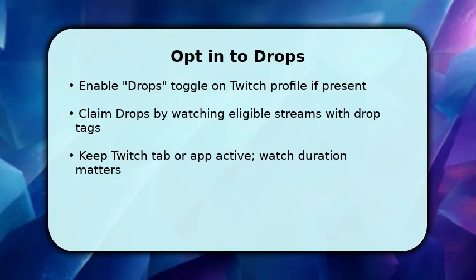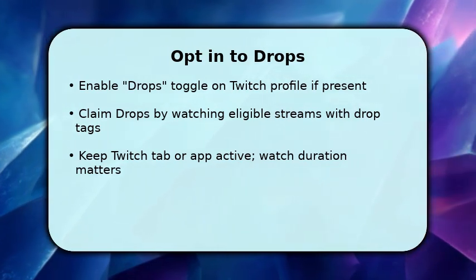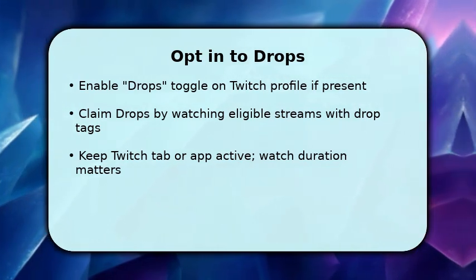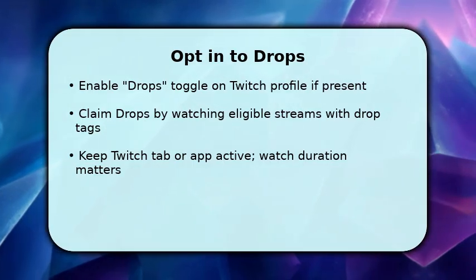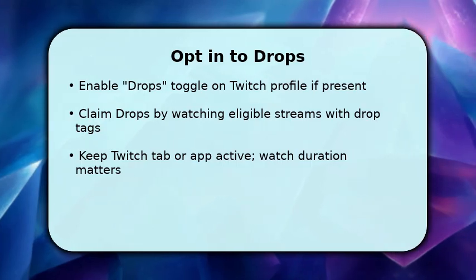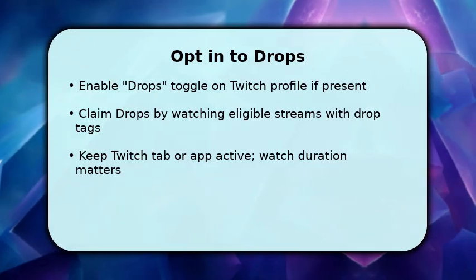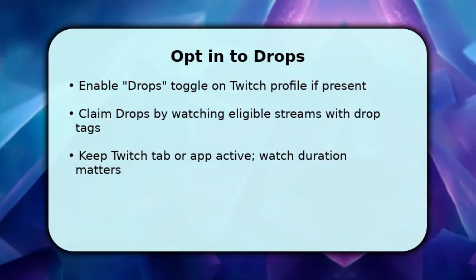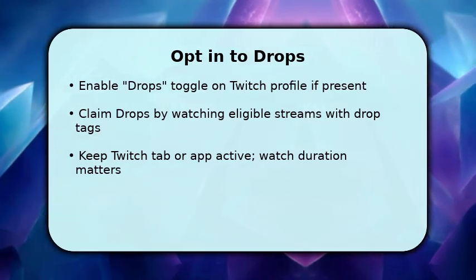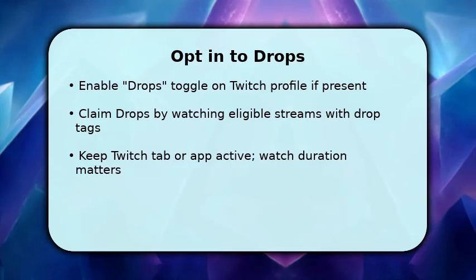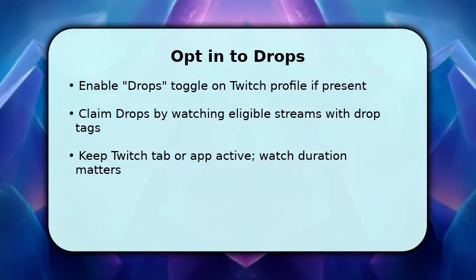Now you opt into drops and claim them by watching eligible streams. On Twitch, enable the drops toggle in extensions or settings if available. This flags your account as willing to receive entitlements. Then find streams that show the game and the drops tag and start watching. Make sure the Twitch tab or app stays active and you watch the required duration. The system records watch time to grant rewards. If you want consistent credit, log into both platforms simultaneously so entitlements map correctly.